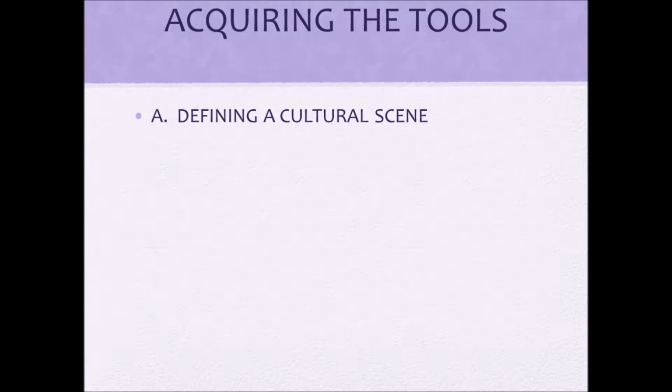Okay, so the first step to doing an ethnographic paper is to learn what it is to do an ethnography and how you acquire the tools. So the first thing you want to do is thoroughly read the assignment from the beginning to the end, which will help you acquire the necessary tools and understanding. We also have reference books on reserve at both the library and also at Bay West. So make sure you take a look at Spradley and McCurdy on defining a cultural scene.